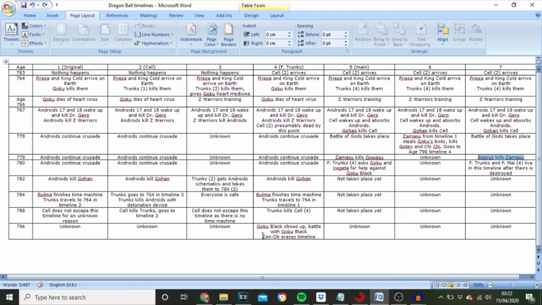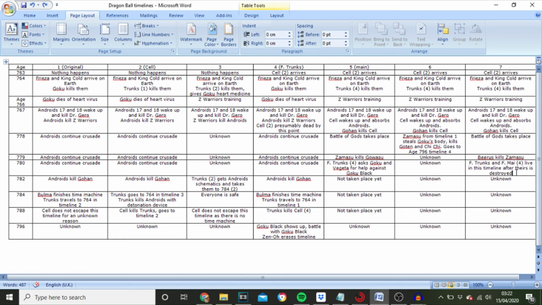And then obviously Zeno erases Future Trunks' timeline, landing him and Mai in Timeline 5. And then Whis tells them all about another timeline where they can live. And I believe that that is Timeline 7. So I've run through this very fast. I think I've done this in the chronological order, exactly where the timelines split off, and exactly why and where they're different. So that's kind of what I've come up with.